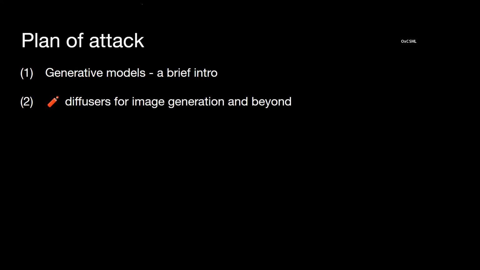I'll discuss use cases for image generation and beyond, because lots of folks think that diffusers is just for image generation, but I'll show you it's absolutely not. I'll also show you how you can train your own diffusion models on two use cases. One would be unconditional diffusion models, and another would be text-conditioned latent space diffusion models.